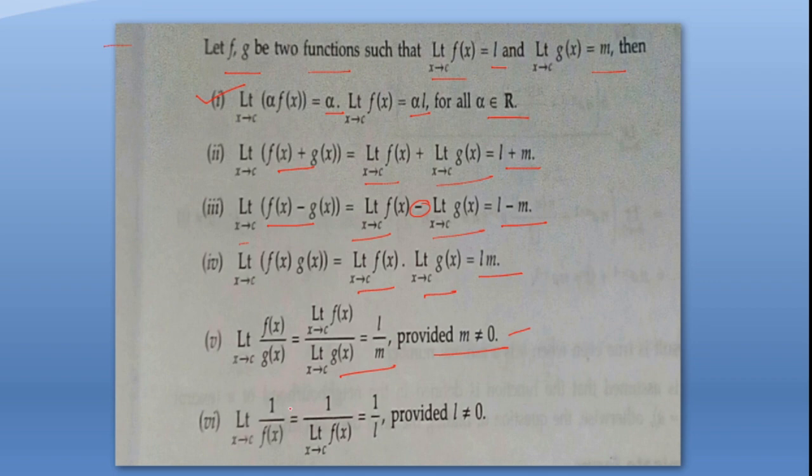Same for 1 by f(x), the limit of 1 by f(x) as x tends to c. Here, since 1 is a constant number, it doesn't have any variable, therefore there is no need to take a limit of it, and we take the limit directly on f(x). The limit will be 1 by L, provided L is not equal to 0, because L is the denominator.